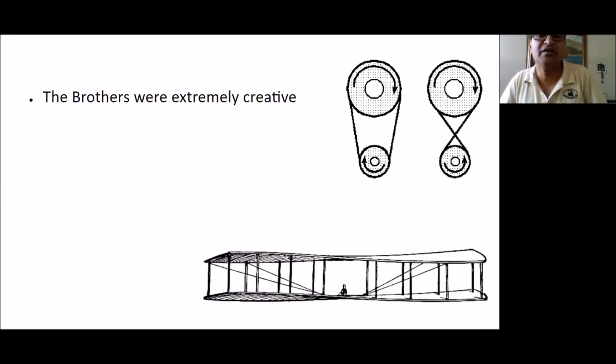So next, the wing warping. They were extremely creative to control the roll of the plane. They used wing warping. You can change the wing shape, lifting one wing and lowering the other wing. Then you get a huge roll. You can control the roll beautifully using the wing warping mechanism. And even today, planes are controlled using a wing warping mechanism.